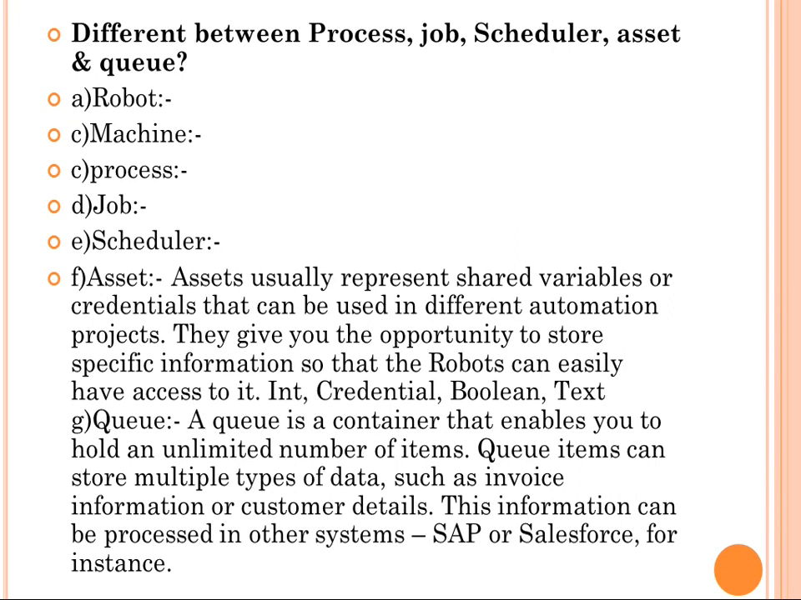Assets usually represent shared variables or credentials that can be used in different automation projects. They give you an opportunity to store specific information so that the robot can easily have access to it. Assets come in the form of integer, credential, boolean, text. Wherever Orchestrator requires some values, we can hold them in integer, credential, boolean or string format. A queue is basically a collection, a container that enables you to hold an unlimited number of items. Queue items can store multiple types of data such as invoice information or customer details. This information can be processed in other systems like SAP, Salesforce or any other instance. For that purpose queues can be used.